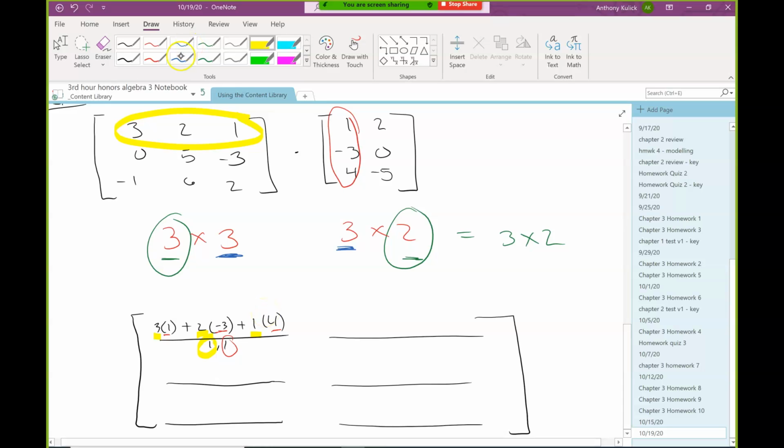Okay. And then the next spot uses row 1 and column 2. So that's going to be 3 times 2 plus 2 times 0 plus 1 times negative 5. Are we all okay with where those numbers come from?